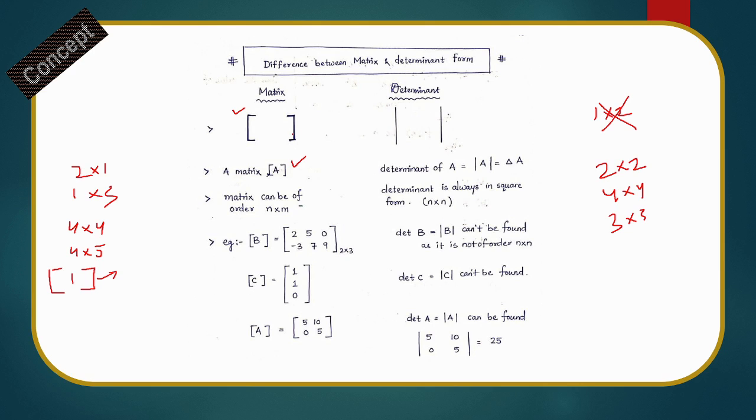For example, here the B matrix is a 2 cross 3 matrix, 2 5 0, minus 3 minus 3 7 9. C is a matrix where 3 rows are there, so it is a 3 cross 1 matrix. A matrix is 5 10, 0 5. This is a 2 cross 2 matrix.